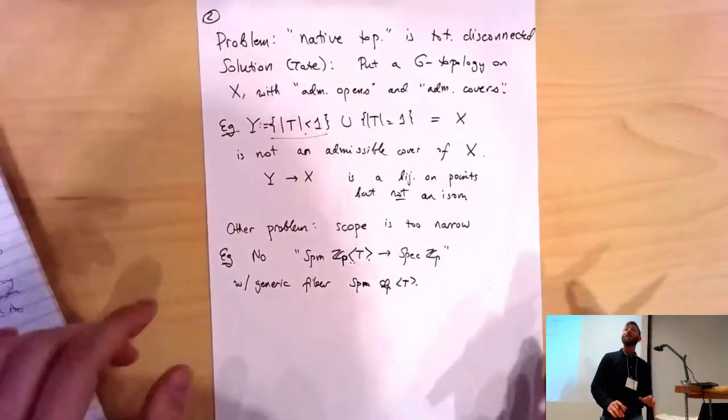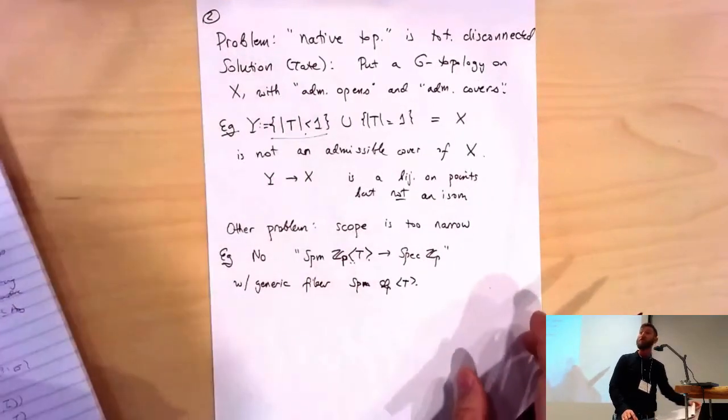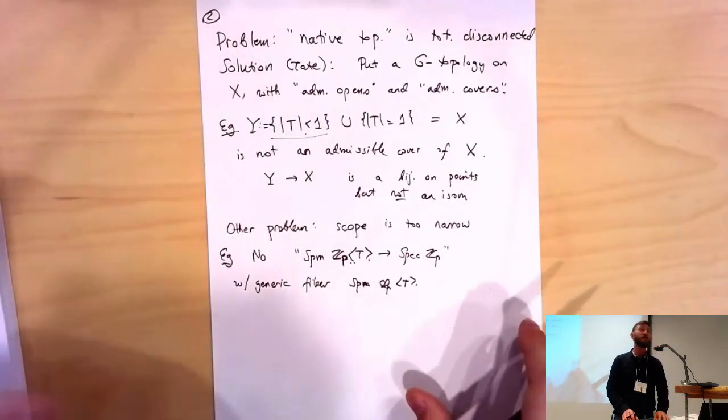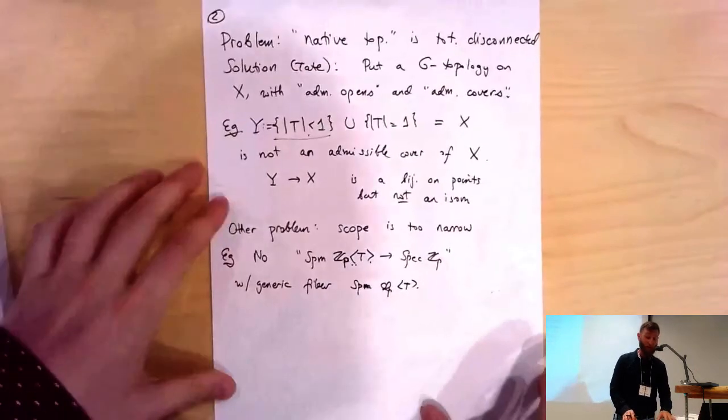Okay, so these are the problems that are going to be addressed by working with Huber's theory of adic spaces. To an extent, some of those problems were already addressed by Berkovich's theory. I will make some mention of that later. So this goes here, this goes here. Great.